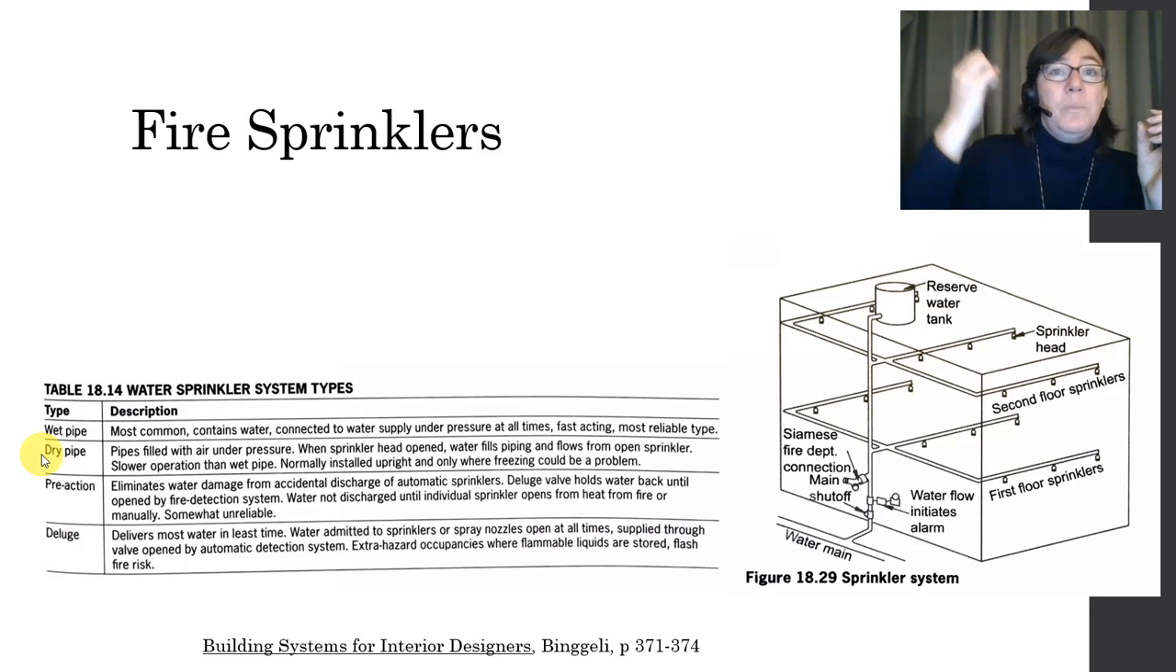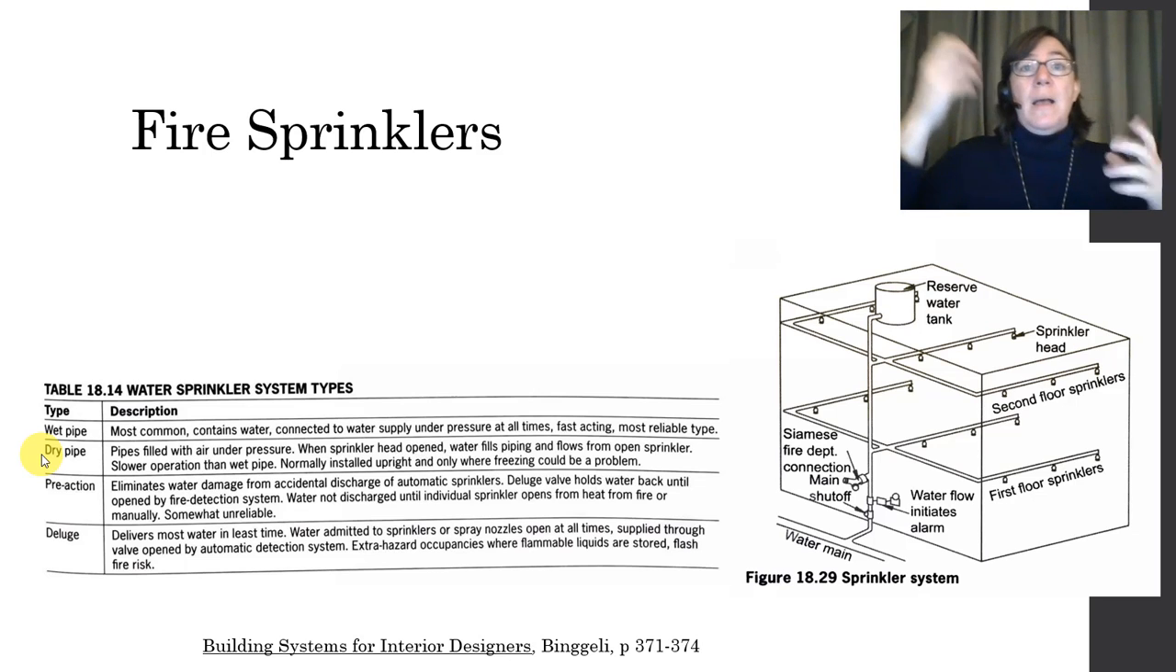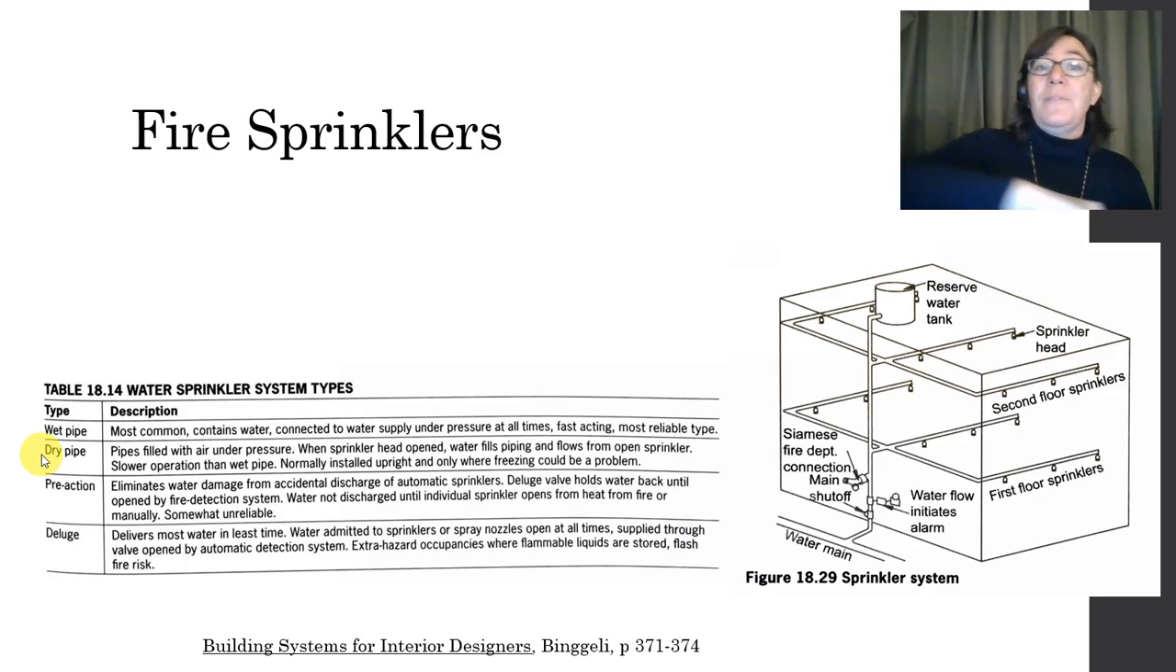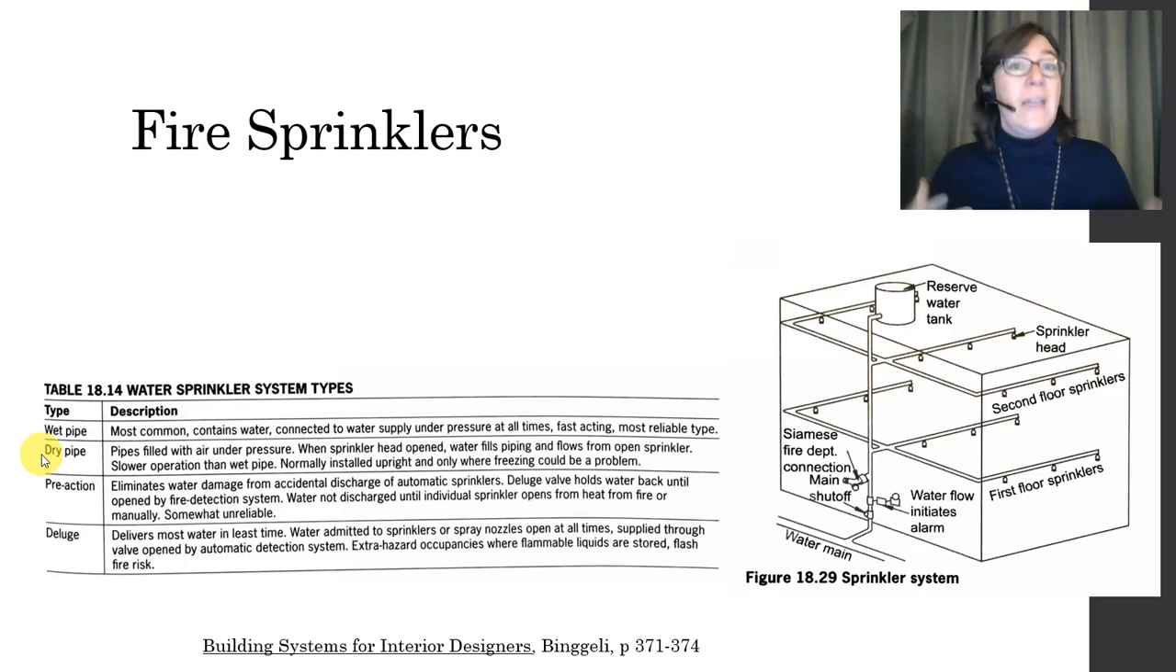When a sprinkler head opens, that drop in the air pressure in the pipes will activate a valve and open that up, and then the water will flood through. There's a slower activation time because you have to have time for that water to travel from wherever the valve is, maybe in the basement somewhere, through the pipes, filling those pipes until it reaches the open sprinkler heads.